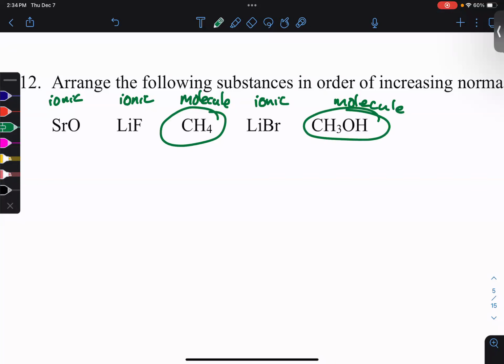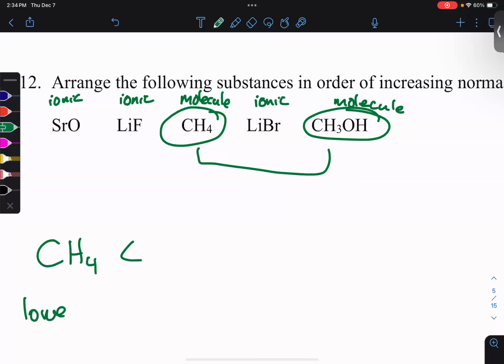Do you agree? And then the other ionic things have higher ones. Okay, so of the molecular things, which one is harder to melt? The one with the OH group. Yeah, why the one with the OH group? Hydrogen bonding. So CH4 is going to have the lowest melting point because it has the lowest amount of IMFs present. Then it's going to be CH3OH.